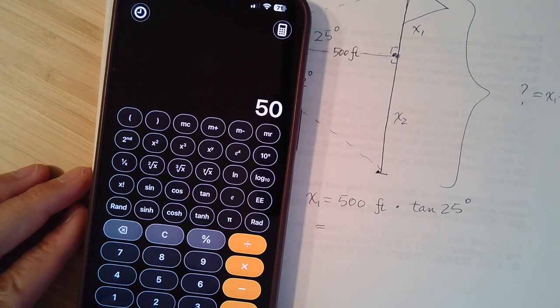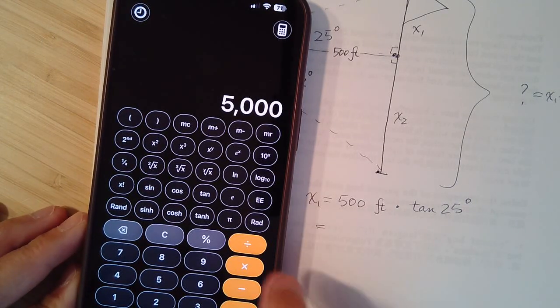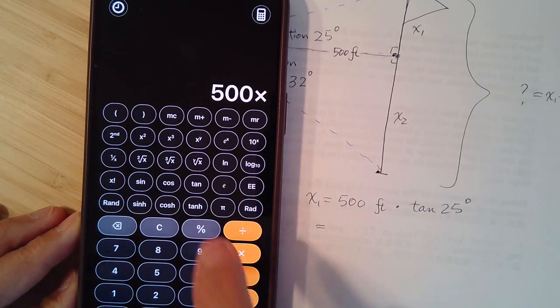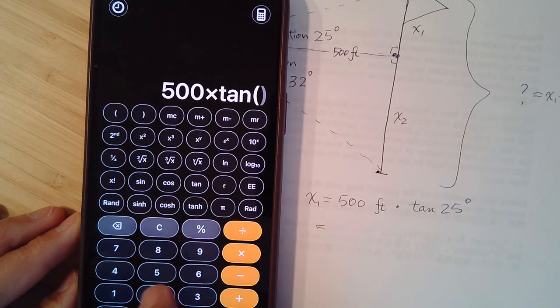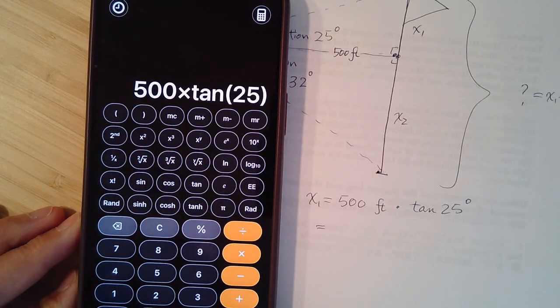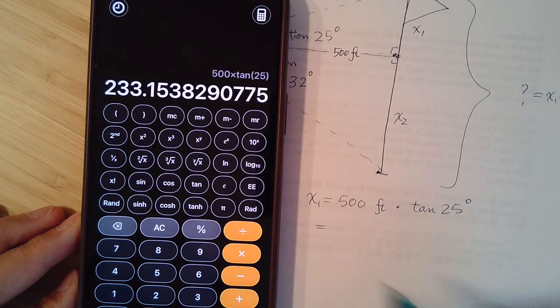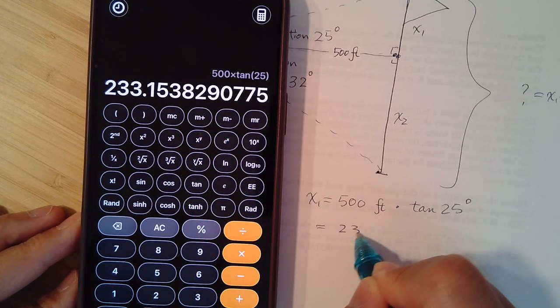500 times tangent of 25 degree. Right now I'm using degree because I see the radian here, right? And then you hit equal. So that's 233.15.